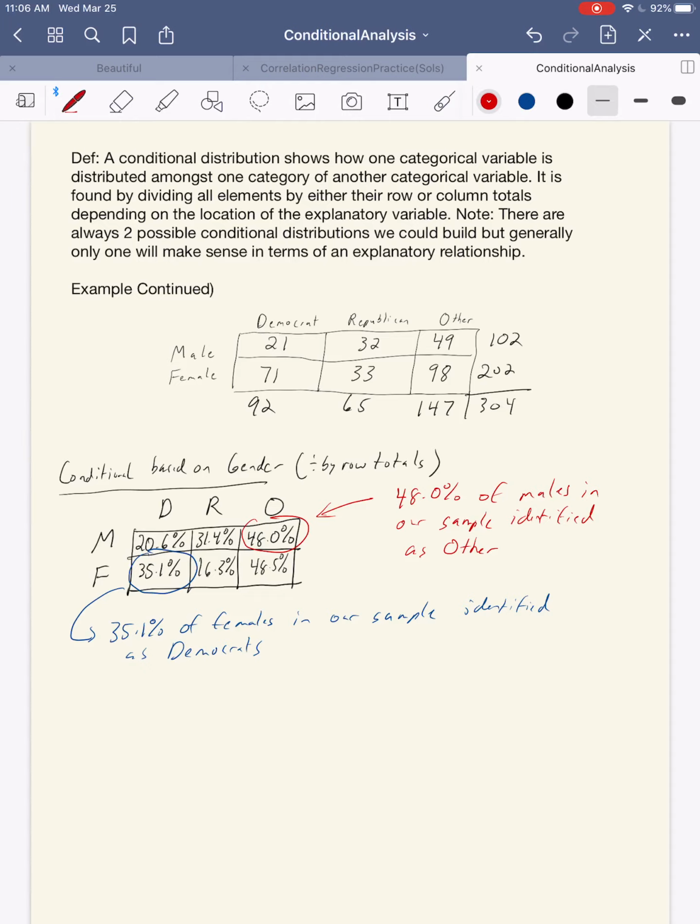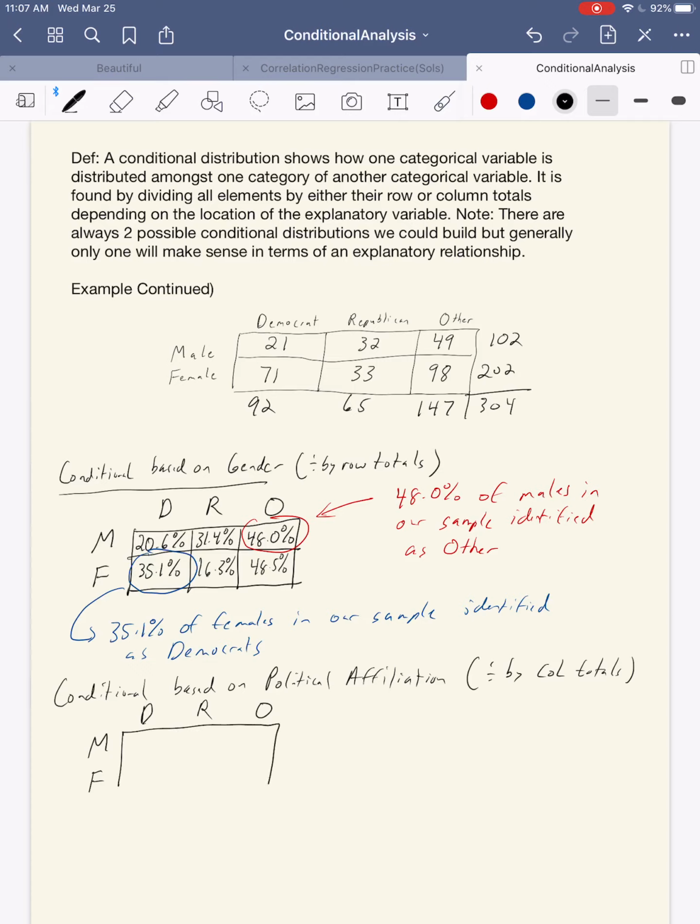All right, we did promise that we could build one other conditional distribution, so let's do that. We'll base it on the other variable. So we can do a conditional based on political affiliation. Now, this doesn't make as much sense from a practical side of things because that's not really the explanatory variable, but just to see it, that means we're going to divide by the column totals. So we're going to still recreate our diagram here, male, female, and Democrat, Republican, other. So we'll just make our nice little chart there. All right, so now we'll be using the column totals because political affiliation was in each of those different columns.